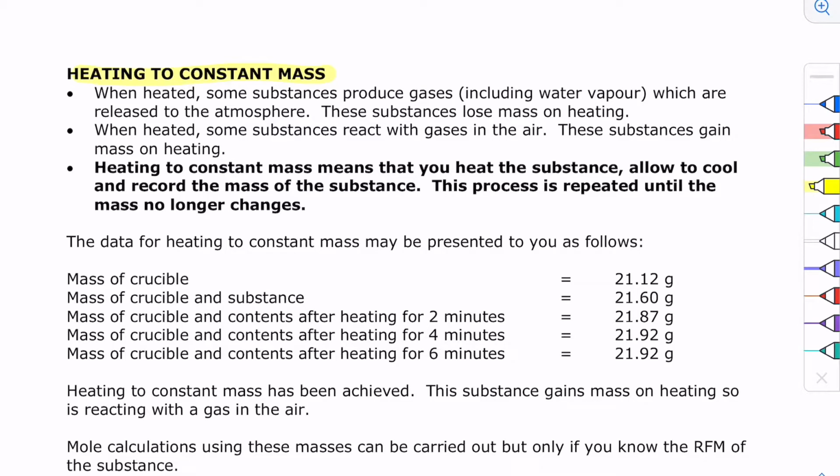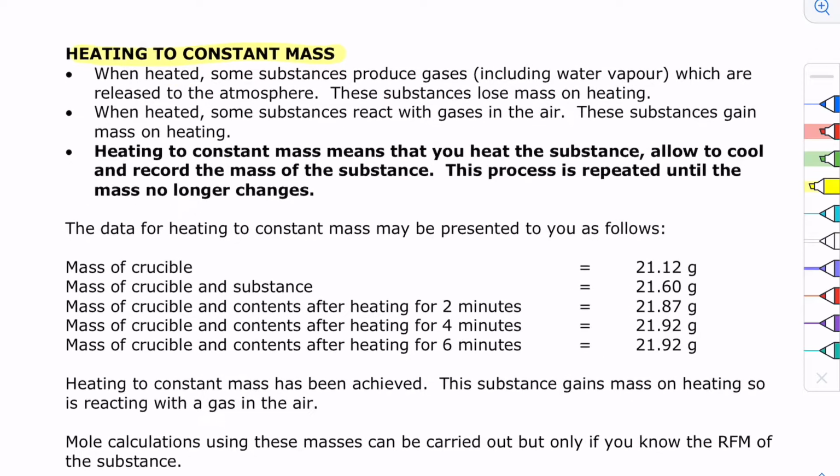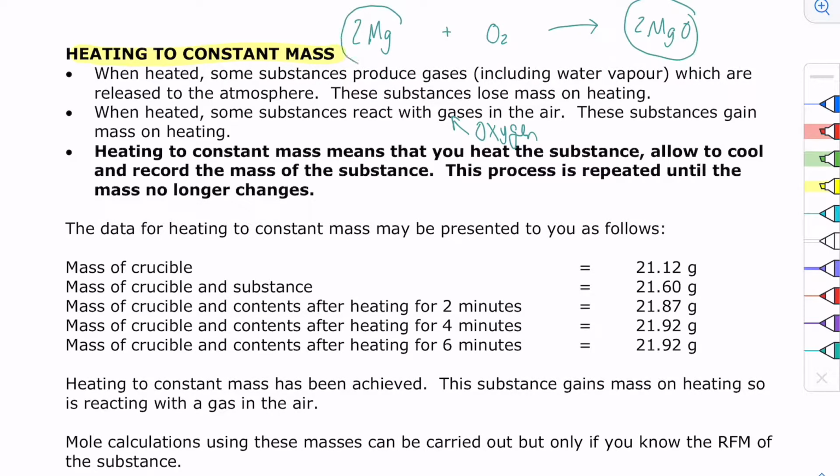Then when heated, some other substances will actually react with the gases in the air. Now generally this is going to be reacting with the oxygen. And an example of this could be magnesium. So if we were having some magnesium and we heated it with the air in the room, it would react with the oxygen and make magnesium oxide. Now the mass of the magnesium oxide is going to be heavier than the mass of the magnesium, and if we find the difference between them, that will then tell us what the mass of the oxygen that was added was, and then you can use that to work out the empirical formula.